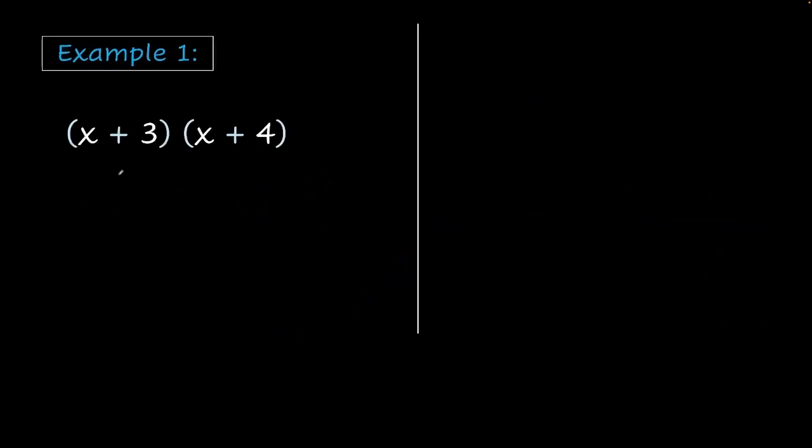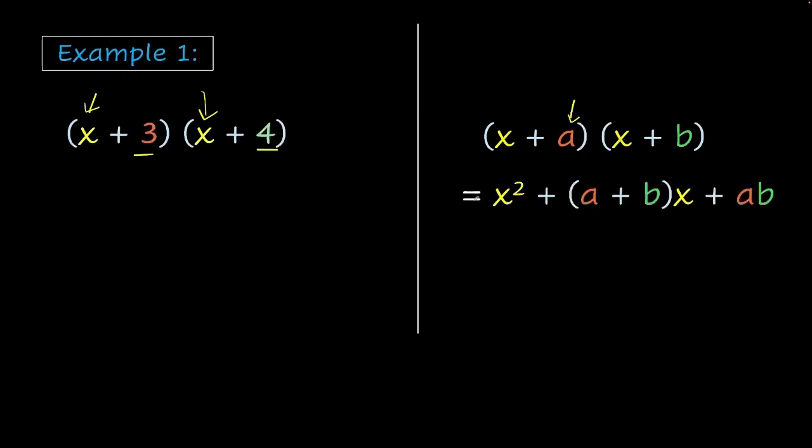Example 1. (x + 3)(x + 4). Our expression is (x + a)(x + b). So what is x? x is the same as x here. Now a is 3 and b is 4. So let's color them. So a is 3 and b is 4. So what do we have from this? x squared plus (a + b) into x plus ab. Let's apply that. So we get x squared plus (3 + 4) times x plus a into b, which is 3 into 4.